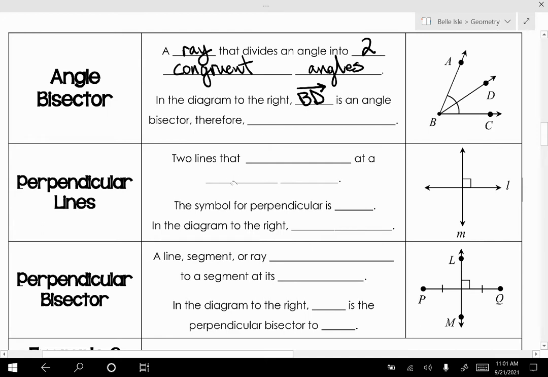Here, let's think for a second, okay? Because we're getting into angle ABC, which is an angle.